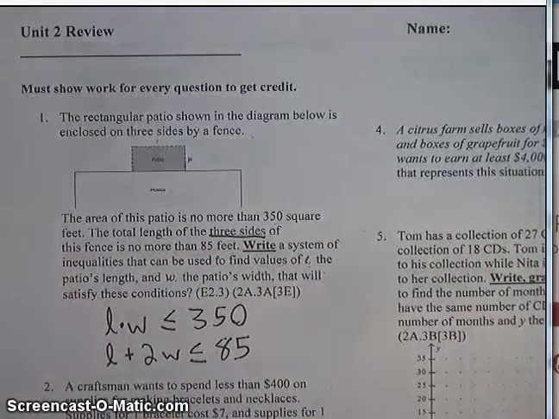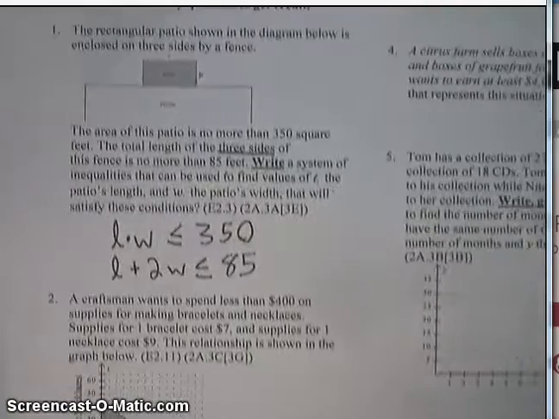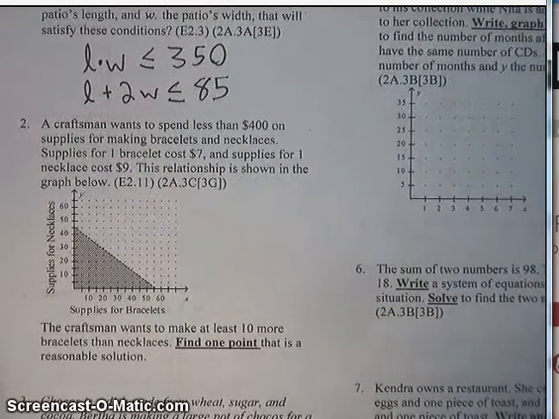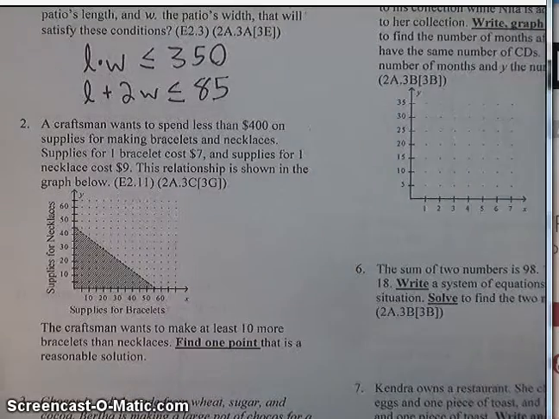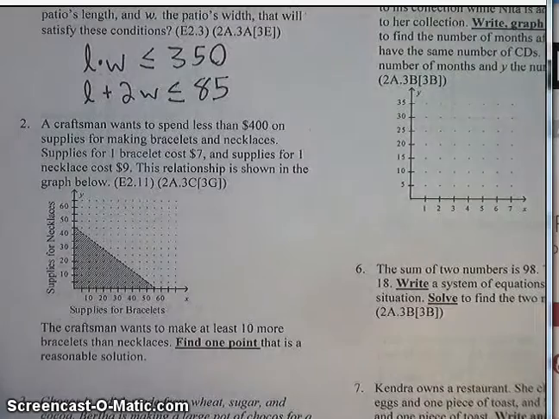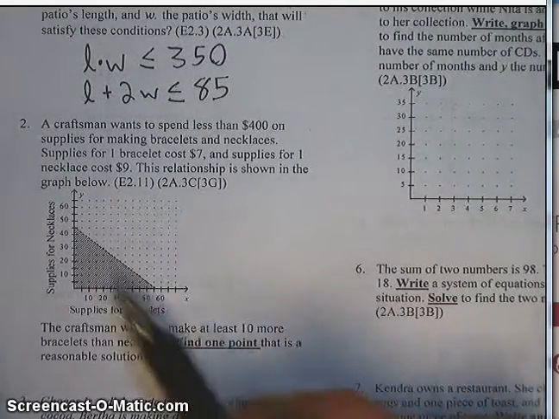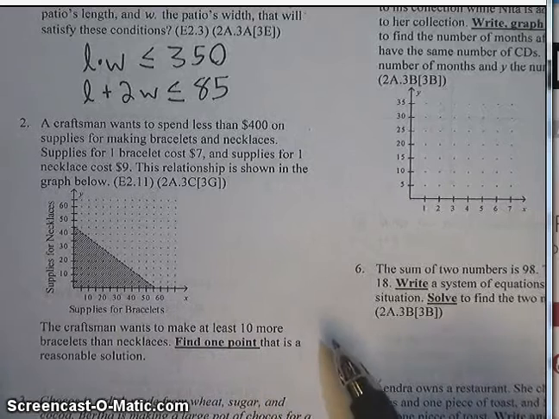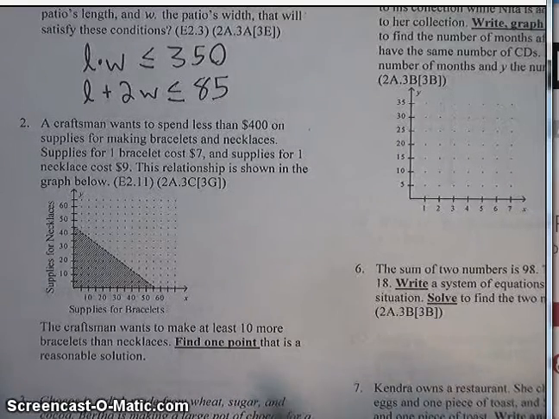Now it doesn't say solve anything, it simply says to write the inequalities, which is what we've done here. So looking at number 2, it says a craftsman wants to spend less than $400 on supplies for making bracelets and necklaces. Supplies for one bracelet cost $7 and supplies for one necklace cost $9. This relationship is shown in the graph below. Okay, the craftsman needs to make at least 10 more bracelets than necklaces. Find one point that is a reasonable solution.